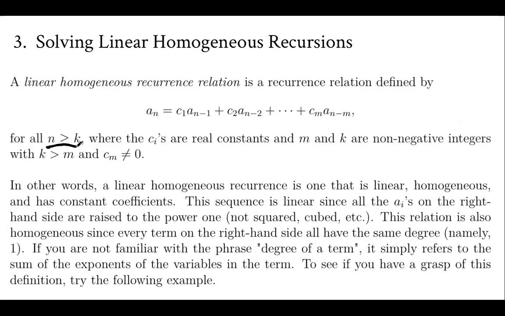And there are a few things we have to keep in mind. All the n have to be greater than k. All the c's are real constants, and m and k are non-negative integers where k is greater than m, and c_m is not equal to 0. So what do all of these terms mean?